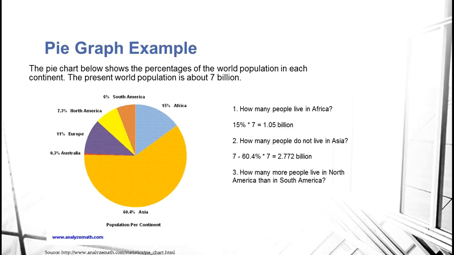And lastly, how many more people live in North America than in South America? Very common question attached to any pie graph, and it's a comparison. So how many more or how many less? In this case, you can just actually do the difference between the percentages and then multiply that by 7. And then you get 91 million on that. So it's just a different way of doing the math. Some students like to actually do out 7.3% times 7 and then 6% times 7. They feel more comfortable doing that way. But this is another way to do it, and it's a quite quick way to evaluate this third question.